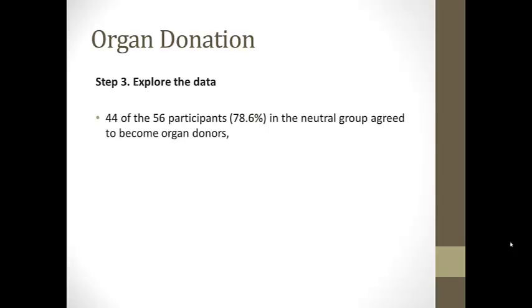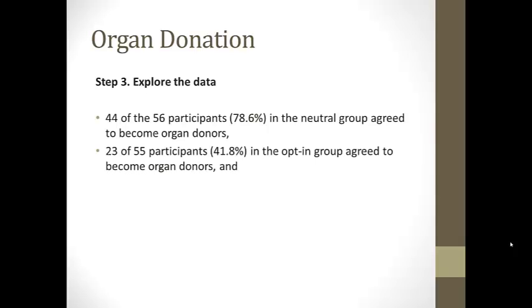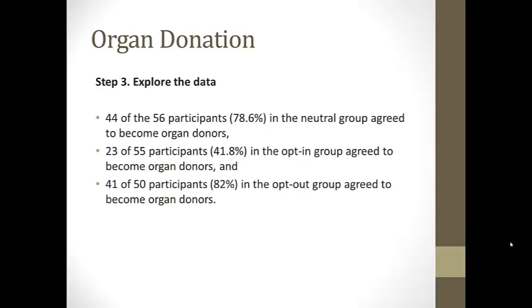They found that of the 56 participants in the neutral group, 44 of them, that's 78.6%, agreed to become organ donors. In the opt-in group, these were folks who had to check a box to actively decide that they wanted to be organ donors. 23 out of 55 of those in the opt-in group agreed to become organ donors. That's only 41.8%. In the third group, this was the opt-out group, these were individuals who had to check a box to say, no, I don't want to be an organ donor. 82% of these individuals, that's 41 out of 50, agreed to become organ donors.